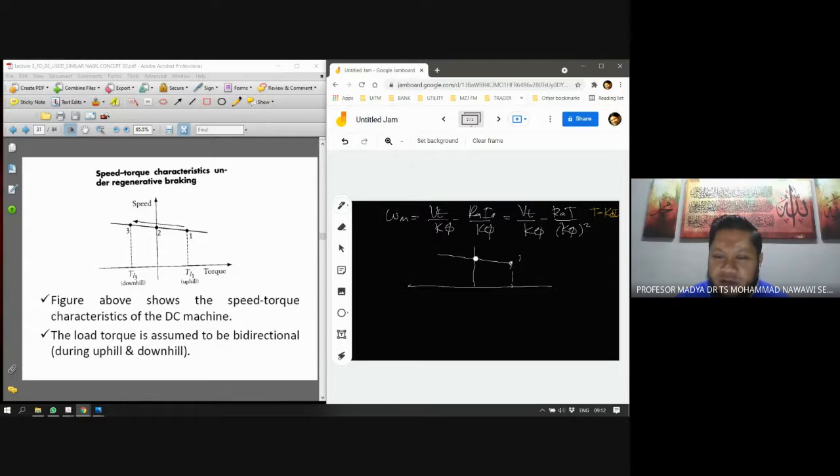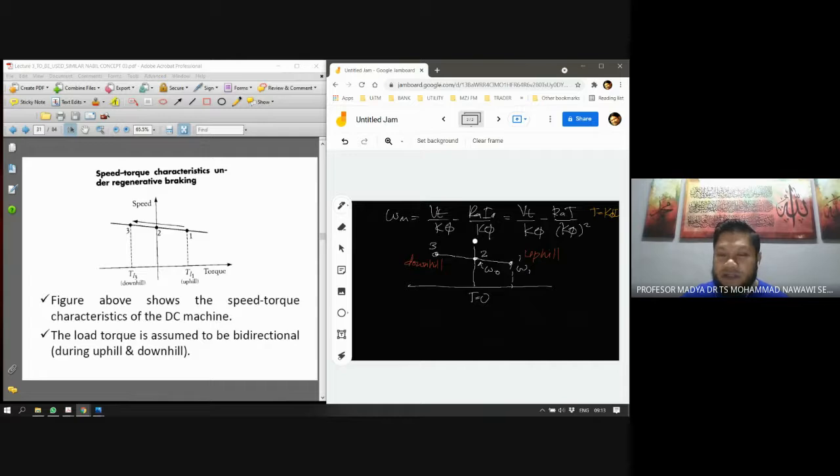Point number two here is where you have torque equals to 0. So this is no load torque, no load speed. This is omega naught, the point where we have torque equals to 0. Then this is the first speed here, omega 1. You operate at uphill. And this is downhill. And this is point 3.